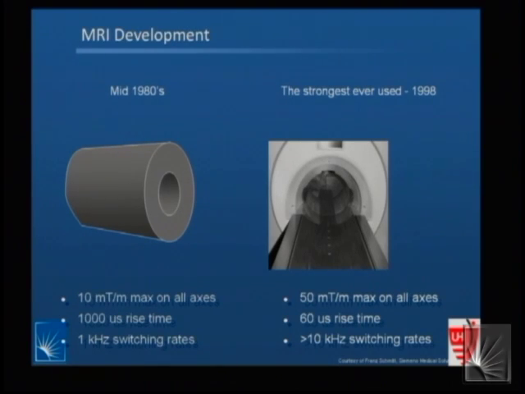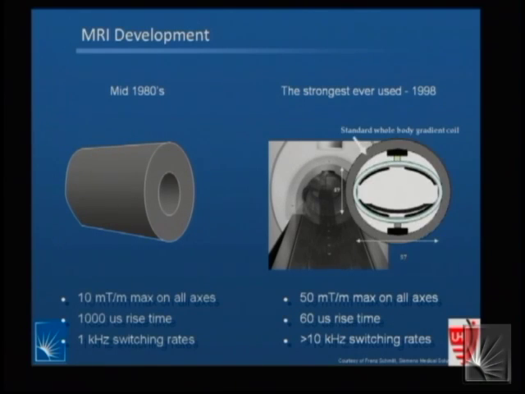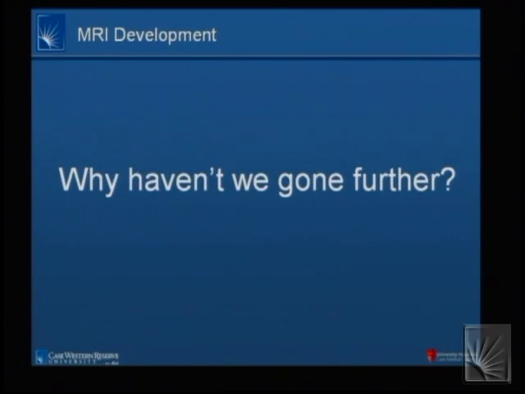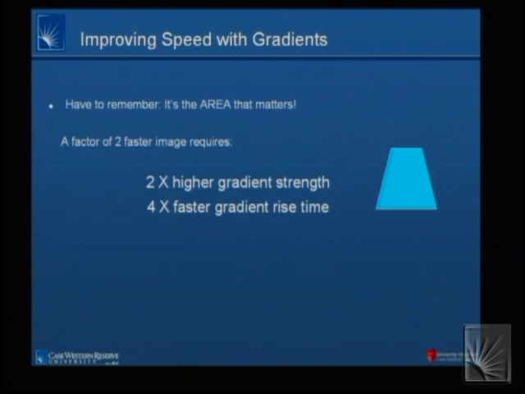The highest gradient strengths ever used were developed in 1998. This was in Mark's lab. 50 millitesla per meter, actually quite a bit higher, about 25% higher than even what we use available today. They could turn on incredibly fast, in 60 microseconds switching time, and they could oscillate at 10 kilohertz or so. Incredibly strong fields switching incredibly fast. Sounds pretty cool, okay? But why haven't we gone further than that?